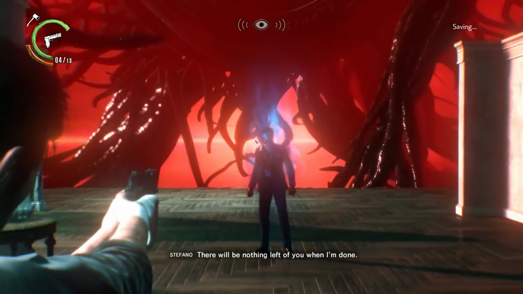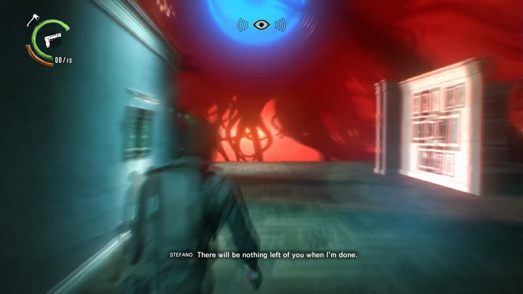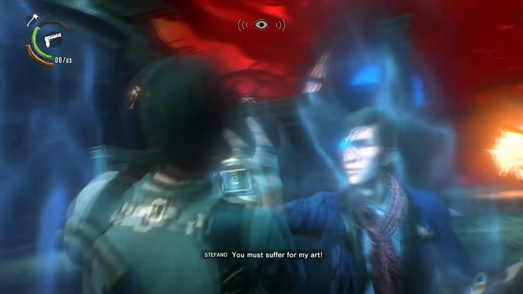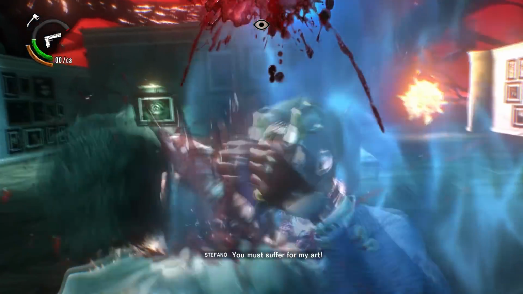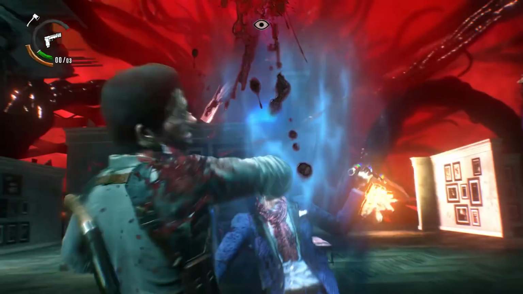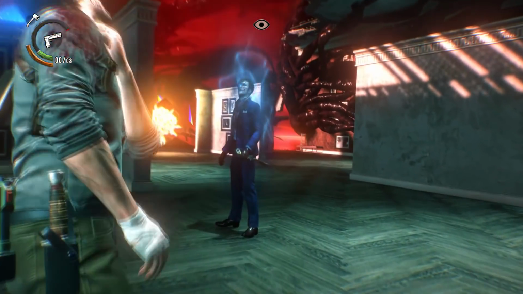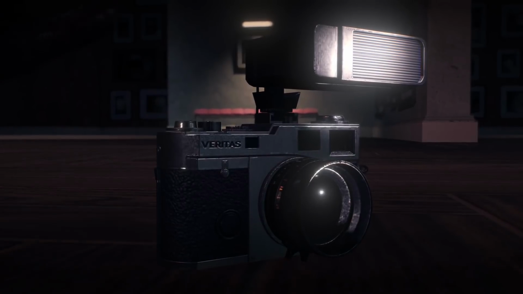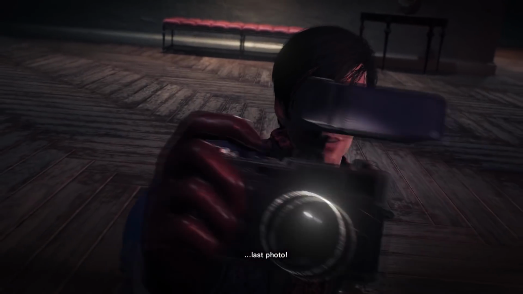So you fight the one-eye Stefano with his one-eye black goo monster, surrounded by pictures of eyes, and let's not forget about the enemy awareness sensor that is also displayed with an eye. Last photo.